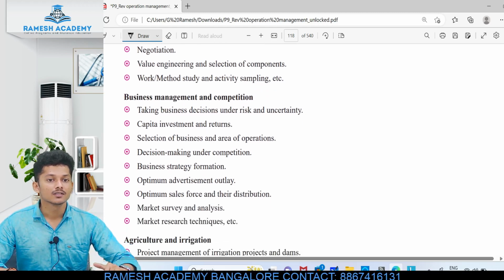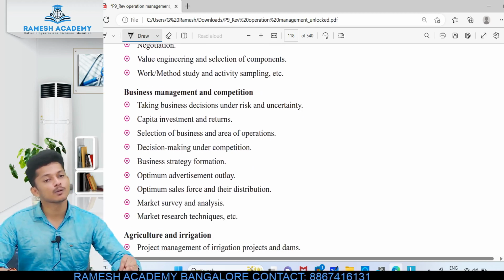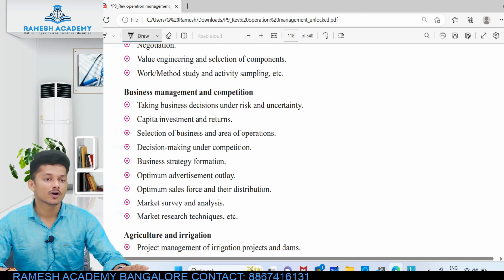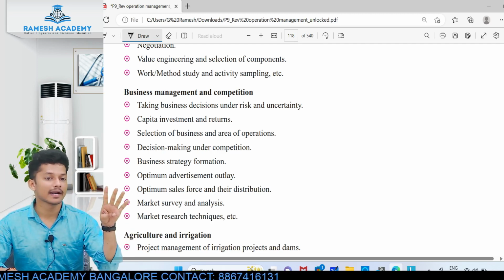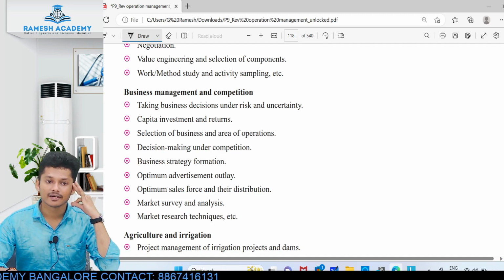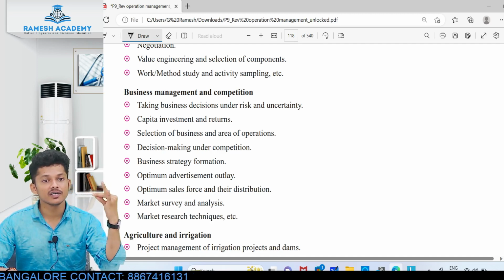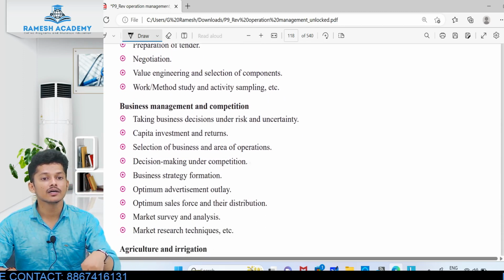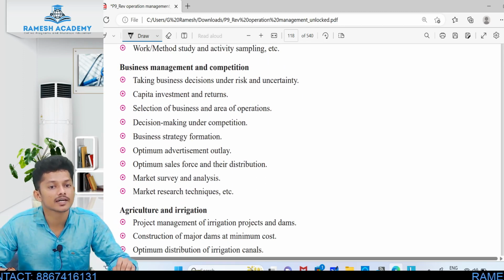Okay, so the introduction, don't waste much time, you should just know where OR is applied. Okay, got it? So you have learned national planning and budgeting. Then next, second one is defense. Third one is industrial field. Fourth one is R&D. Okay, next fifth one, business management and competition.